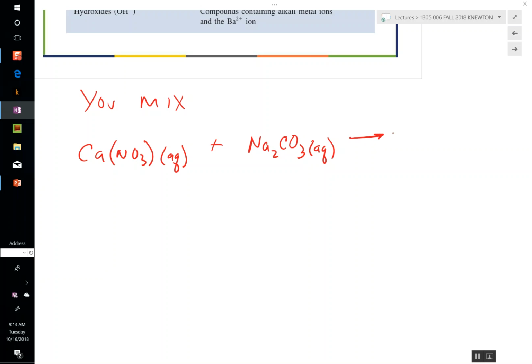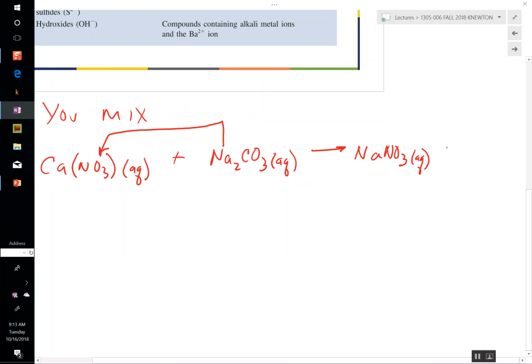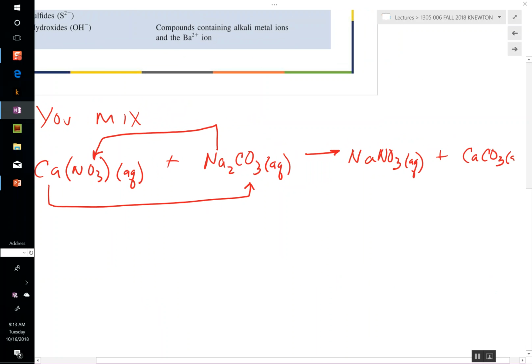Now how are you going to complete that reaction? You're going to take this positive ion and associate it with that one. I'm going to get sodium nitrate. And it's going to be soluble. That's what the chart tells you. All sodiums are soluble. And then you take this ion and associate it with that ion. Double replacement reaction. And this is going to be a precipitate. Okay? So that's how you might finish some of these. What reaction didn't we get? We got precipitation. All right.